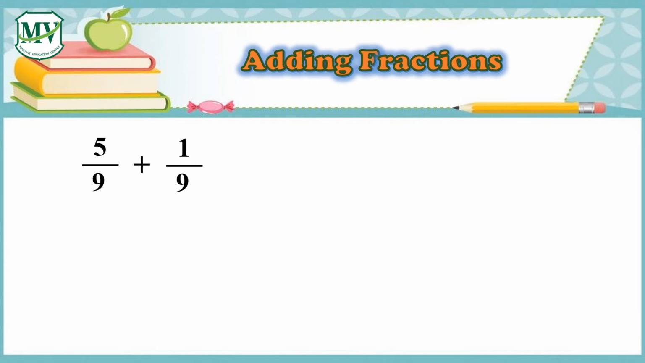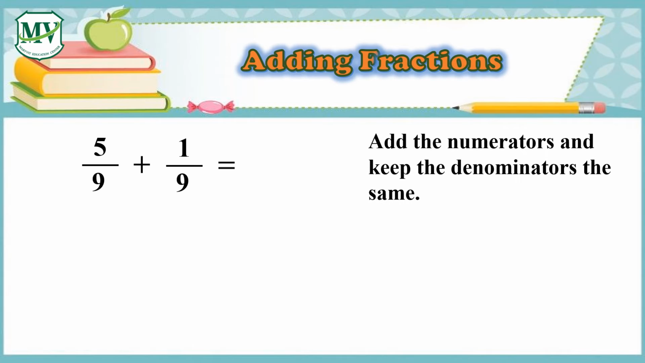Notice that these two fractions have a common denominator, 9. To add these two fractions with a common denominator, we add the numerators and keep the denominators the same. In this case, our denominator is equal to 9. Let's add the numerators. We have 5 plus 1. What do you think is the answer? That's right, we have 6 over 9.